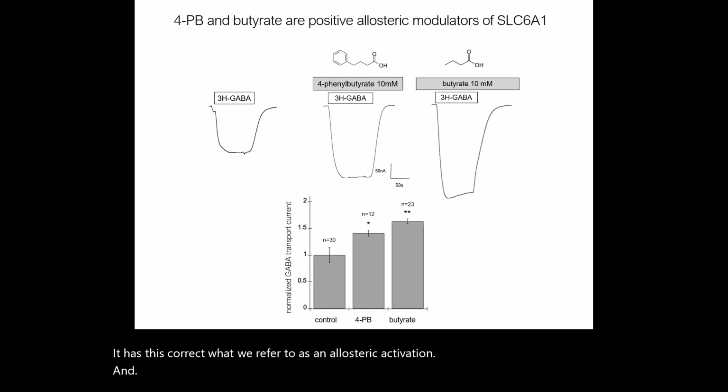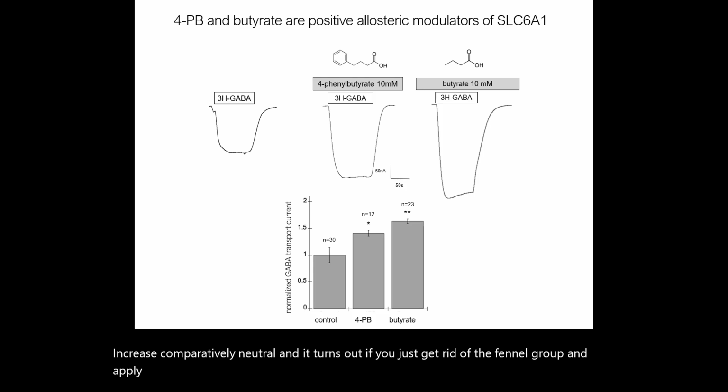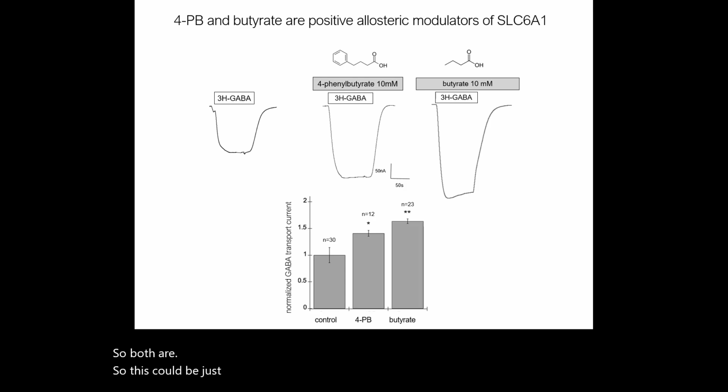And we went through looking at a number of analogs of phenylbutyrate to see what part of the molecule was responsible for this increase compared to control. And it turns out if you just get rid of the phenyl group and apply butyrate alone, you get the same effect, or actually even a bigger effect on GABA uptake. So both butyrate and 4-phenylbutyrate are positive allosteric activators. So this could be just coincidental, that they're doing the same thing, or it could be an important, at least one of the mechanisms by which phenylbutyrate works.